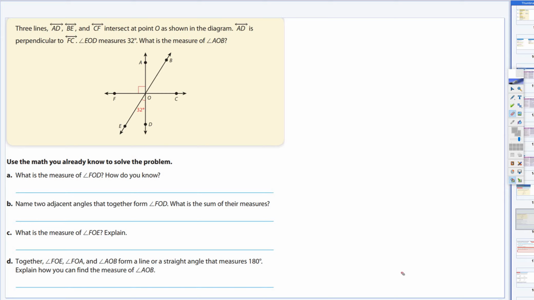And question D. Together, angle FOE, angle FOA, and angle AOB form a line or a straight angle that measures 180 degrees. Explain how you can find the measure of angle AOB. Pause this video, see if you can solve these 4 questions, take your time, and then when you unpause, we will give you the answers and review question by question. I'll try to break down question by question best we can.